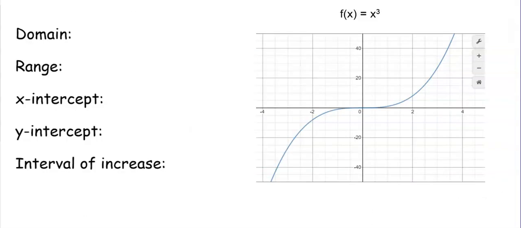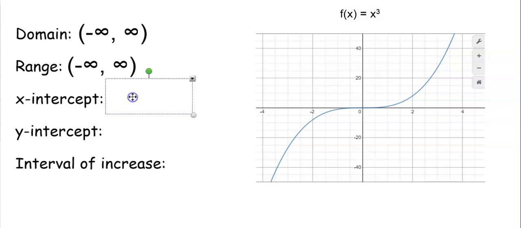Let's look at a few of the key features for this cubic function, f of x equals x cubed. So again, we're just looking at the parent function here. Its domain goes from negative infinity to positive infinity. It's all real numbers. The range also goes from negative infinity to positive infinity, so the range is all real numbers. The x and y intercept are right here at the origin.